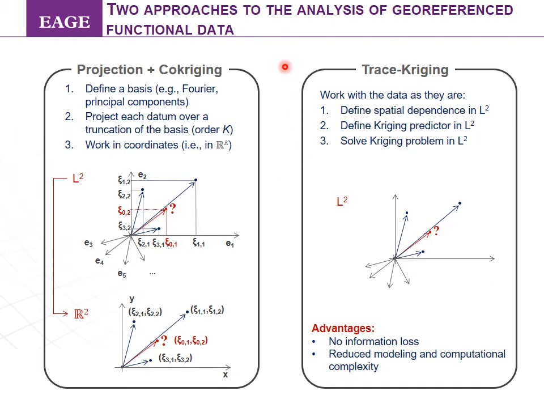The other idea is to not do that and to interpolate directly in that space of functions. So we're going to define spatial dependency not in R2, but in L2. We define kriging predictors, so spatial interpolation in L2. The advantage of doing so, as we will show, is that there's no information loss, and also we have to solve only one kriging system. On the left-hand side, of course, we are looking at solving kriging systems or linear estimation problems that are of multivariate nature. So here we'll still remain single variate.